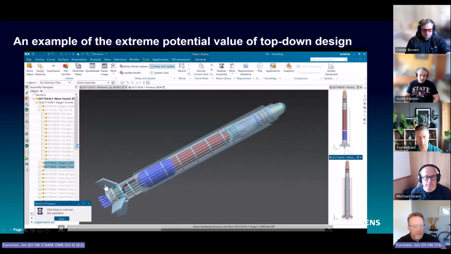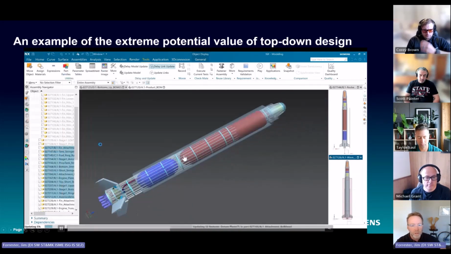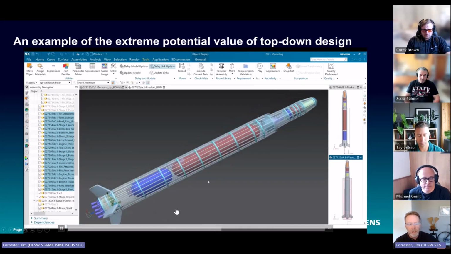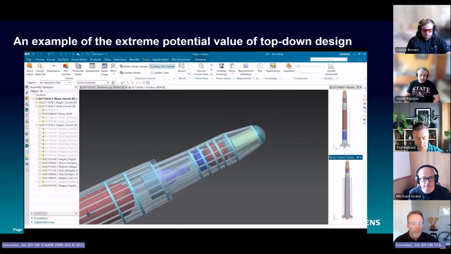You can see the fins just changed, the fuel tanks just morphed. Now the main body of the rocket is changing shape to accommodate that. And that's happening here. This whole update took about 5 minutes. He squished it down into 2. Now he's working on the upper stages here.